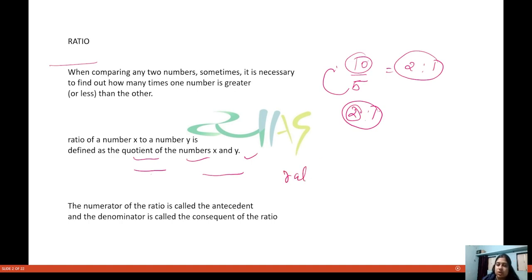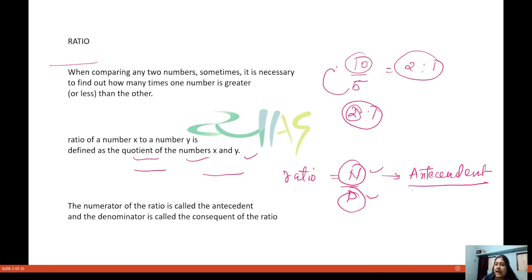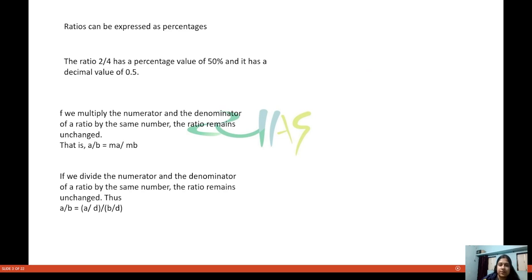Now, what is ratio? Ratio is actually numerator upon denominator. The numerator of any ratio we call the antecedent, and the denominator of any ratio we call the consequent. So the numerator of a ratio is called the antecedent and the denominator of the ratio is called the consequent.